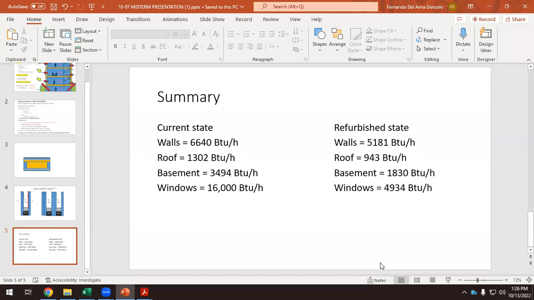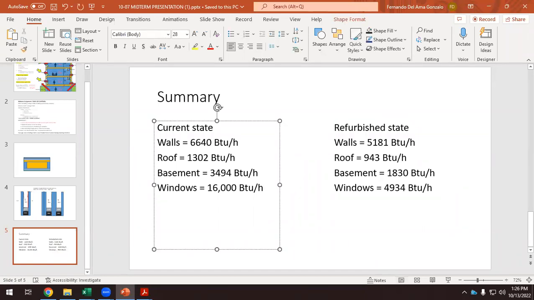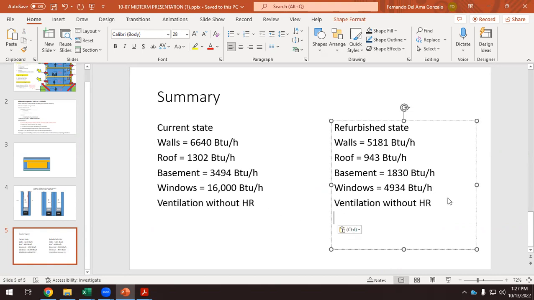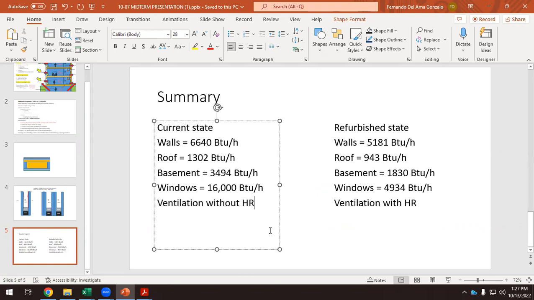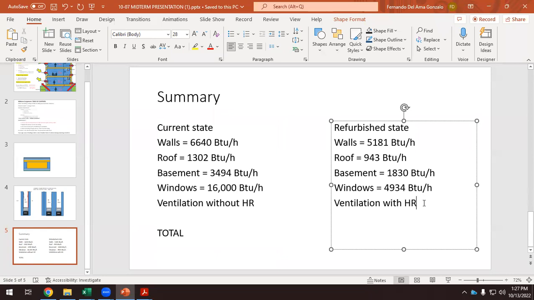And finally, we have ventilation loads. First, without heat recovery, and second, with the heat recovery. And now you have to add all this up, and we need the total here and the total there.